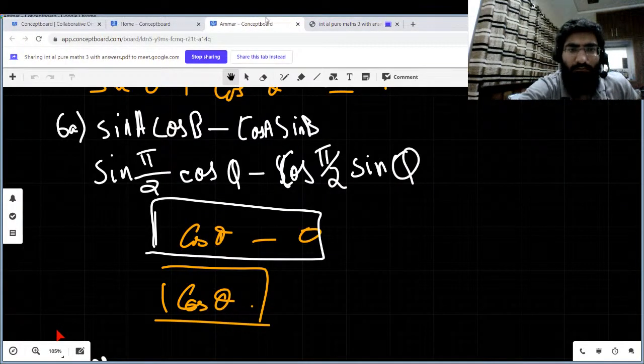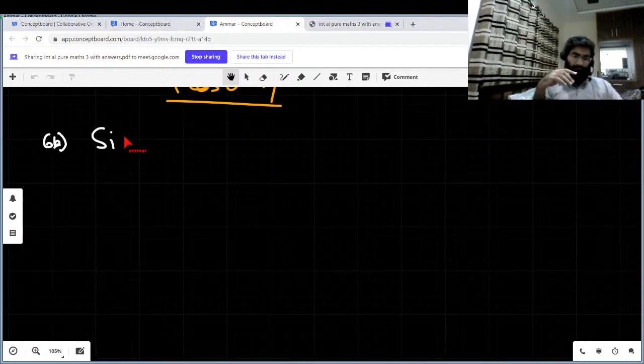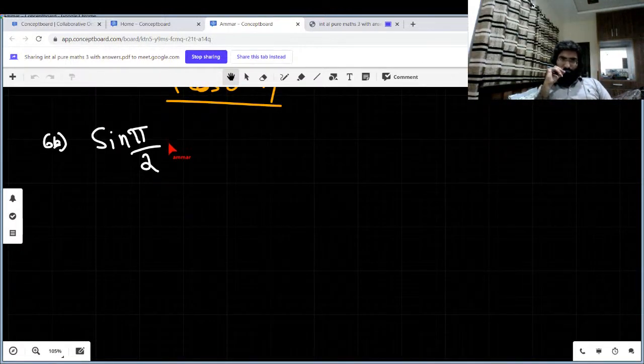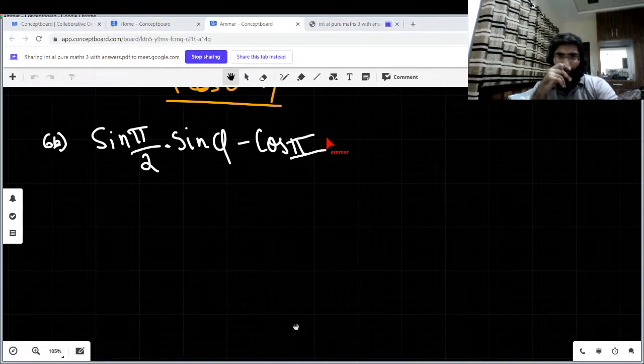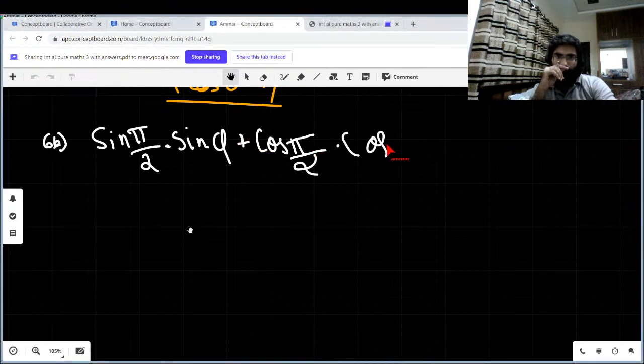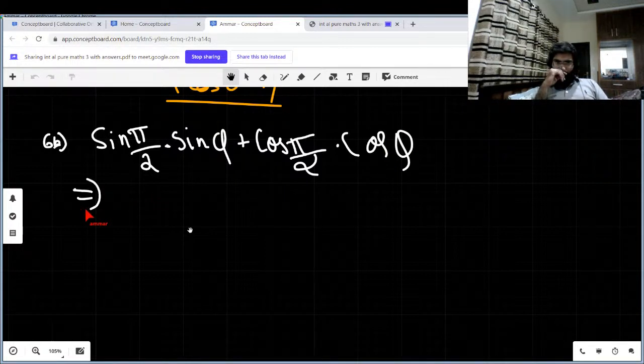Formula is sine pi by 2 into sine theta minus sine, cos pi by 2. Would it be minus? Plus. Oh my god, cos theta. Okay, so it is equal to sine theta, you have to show.